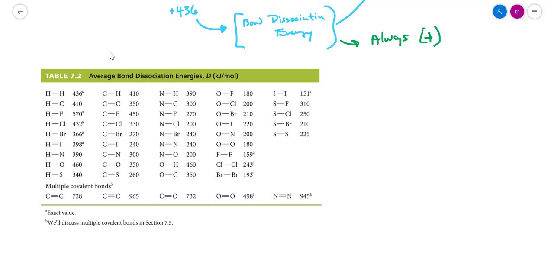And you can imagine molecules that contain various bonds, whether it's a carbon-hydrogen bond or a carbon-carbon bond. There's going to be other exterior forces in that molecule that might change the exact bond dissociation energy for that specific molecule. So in that case, we use average bond dissociation energies.